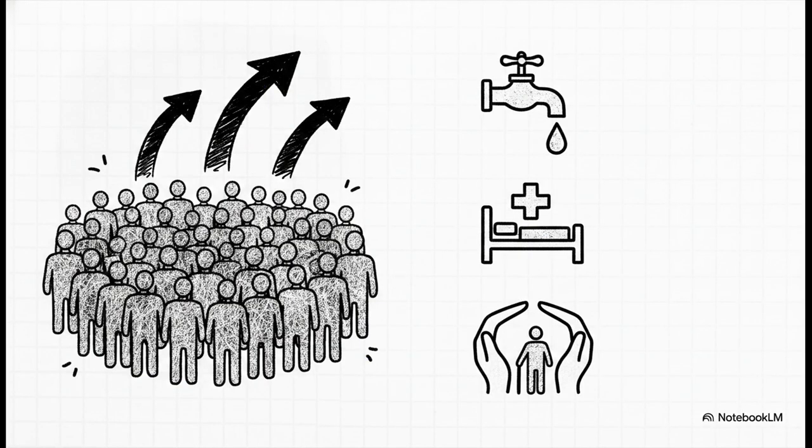Then we have the social causes. The absolute simplest factor here is population growth. More people just means more responsibilities for the state. But it is also about expectations. Modern governments are expected to be welfare states. Citizens today expect generalized social services, clean water, sanitation, specialized departments for child and labor welfare.